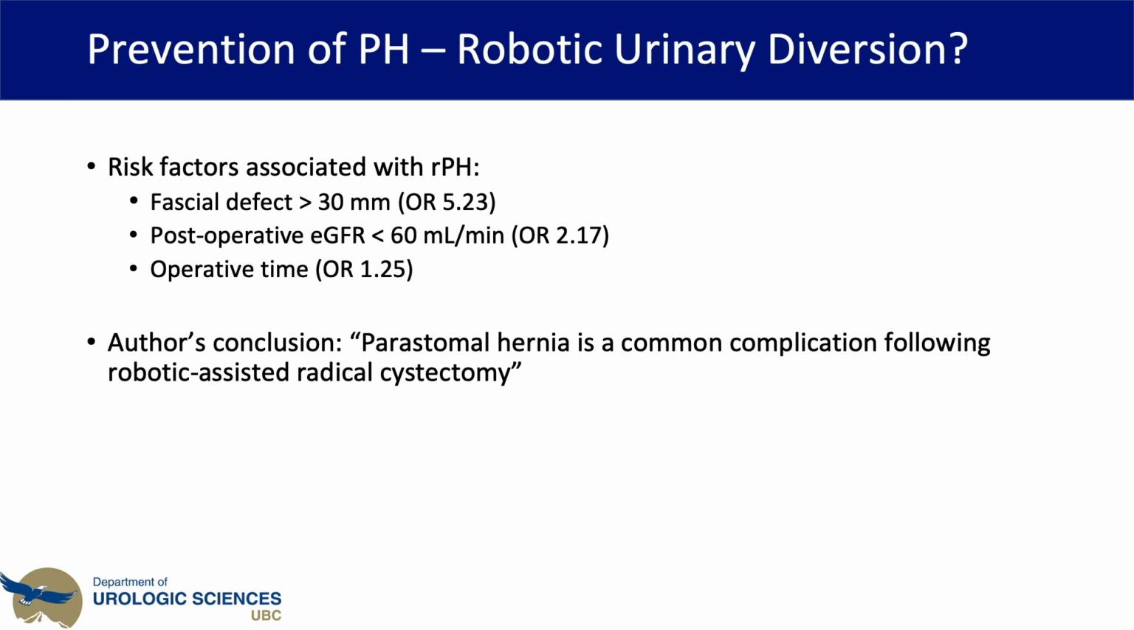Now, they found on multivariate analysis that risk factors for hernia repair were fascial defects over 30 millimeters, postoperative renal dysfunction, and increased operative time. Now, they did something interesting. They compared to Donohue's previous study looking at the risk factors of obesity and females, and neither of those were significant. And then they suggested that perhaps a robotic approach should be favored in those patients, which is, I think, a bit of a stretch. Their final conclusion, I think, is reasonable, being that parastomal hernia is still common after robotic-assisted radical cystectomy.